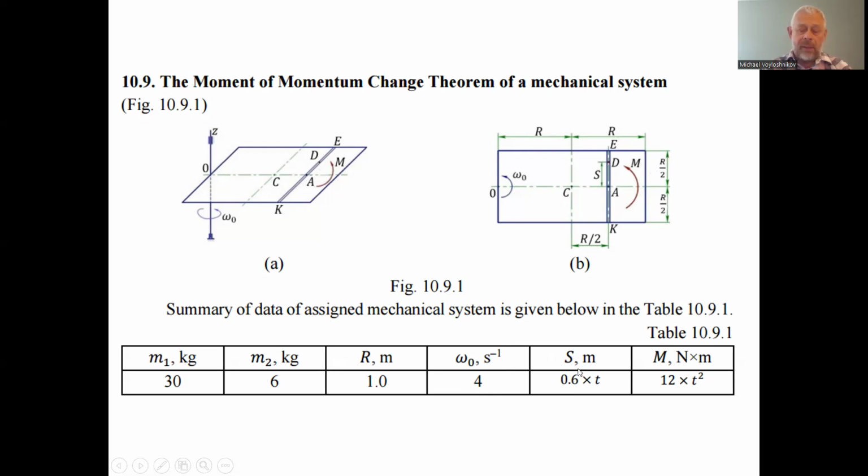And we have the pattern of the motion of the load along the channel. This is a straight motion of the load, and the pattern is 0.6 multiplied by t.